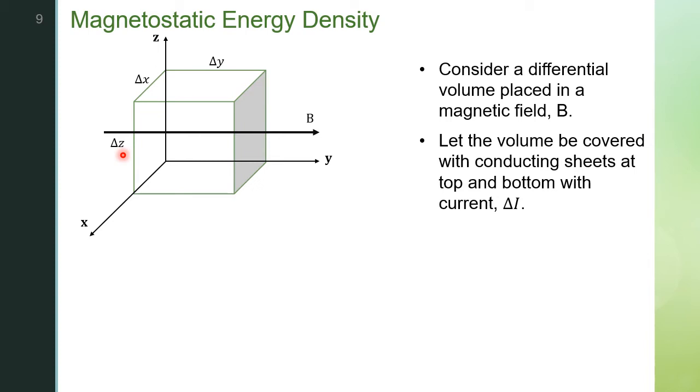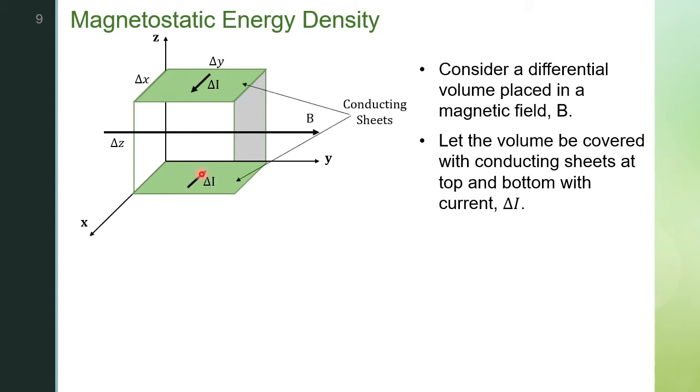Now, this volume is covered with conducting sheets on top as well as bottom. So this top portion has a current of delta I, and this bottom portion also has a current delta I. That is, the current goes through the top and returns through the bottom. So the top sheet and bottom sheet are covered with conducting sheets with current delta I.